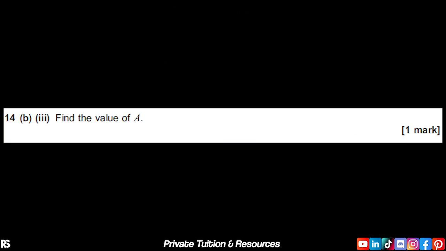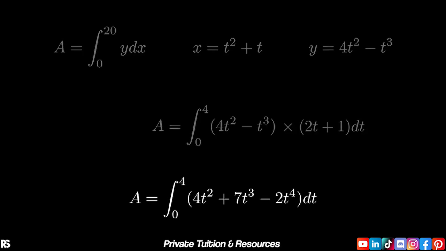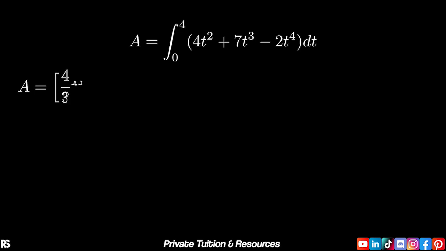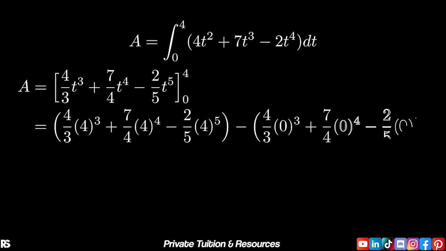B part 3 now asks us to find the value of a. Integrating leaves us with the following. Substituting in the limits leaves us with the final answer of 1856 divided by 15.